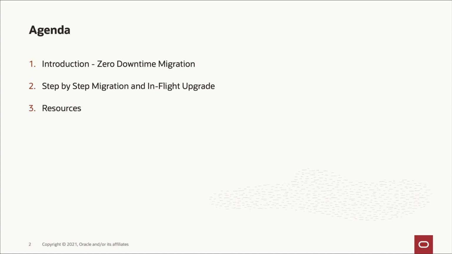Then I'm going to talk, which is point number 2, about how a step-by-step migration would work with an in-flight upgrade. In order to do so, we will cover the different prerequisites for the source database, the target database, connectivity, SSH keys, the object store, backup location, the installation of ZDM, the configuration of a Golden Gate hub, etc. And then I'll show you how it actually works.